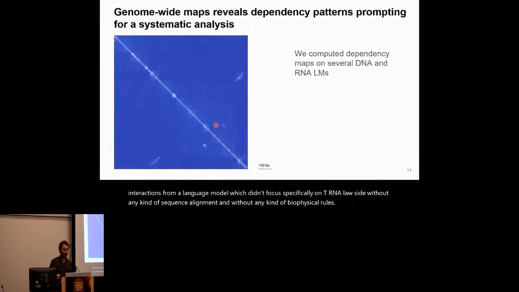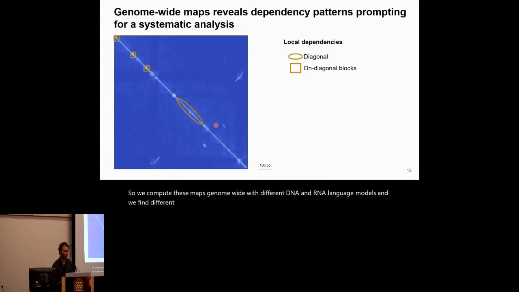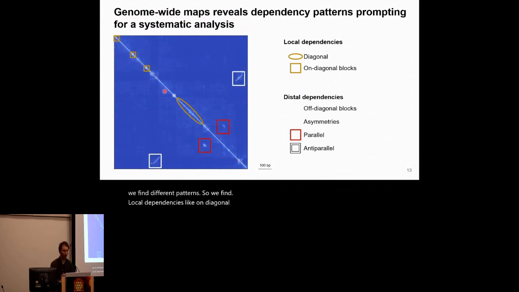We compute these maps genome-wide with different DNA and RNA language models, and we find different patterns. We find local dependencies like on-diagonal blocks, and we also find some distal dependencies like we have seen with the tRNA, some anti-parallel dependencies, parallel dependencies, asymmetries, and off-diagonal blocks. So I'm going to characterize a few patterns and tell you how you can use them to achieve certain analyses and insights.